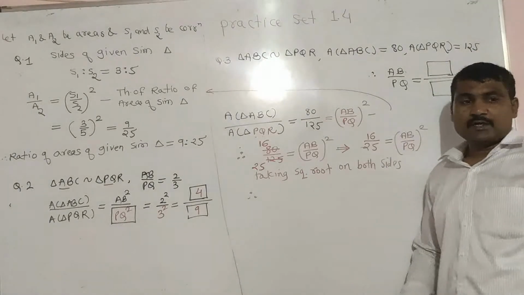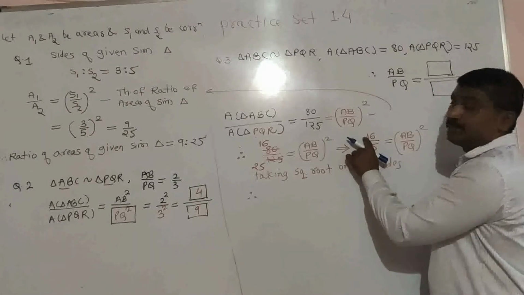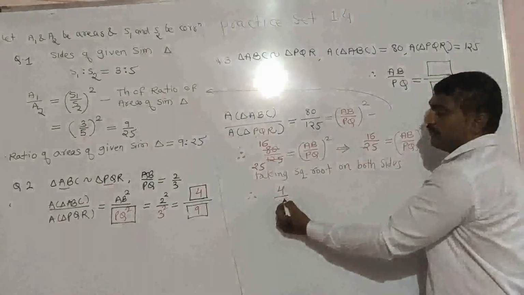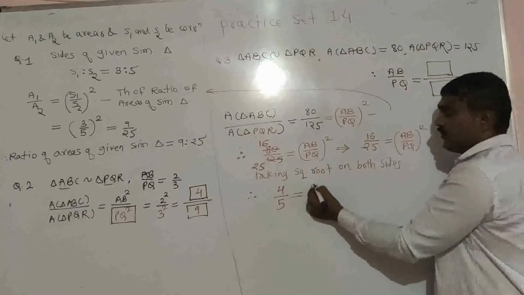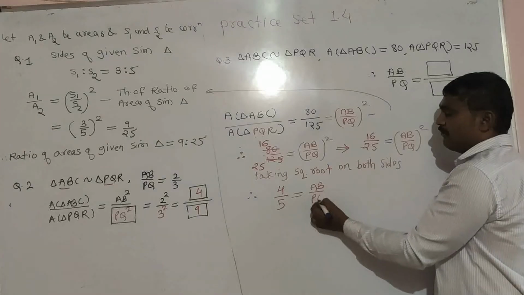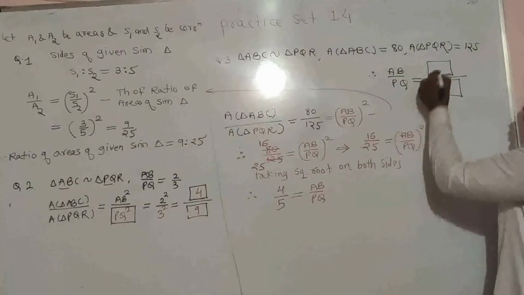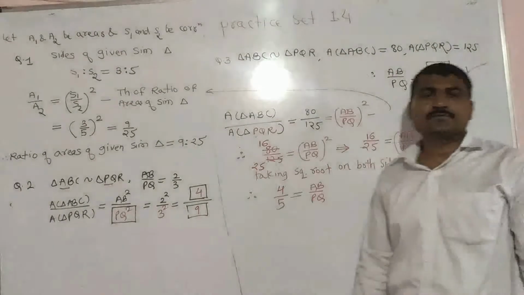Understood? Now take the square root of this. So what will you write? Square root of 16 is 4. Square root of 25 is 5. And here the square root gets cancelled. So what is left? AB upon PQ. So what is the value of AB upon PQ? 4 upon 5. So put the value 4 upon 5. So your answer is completed here.